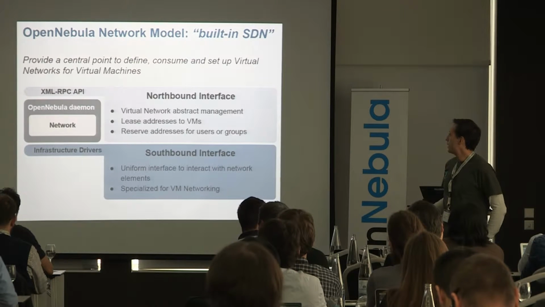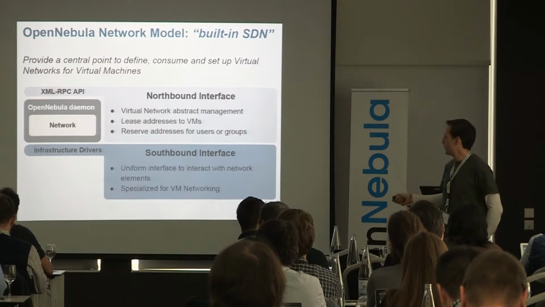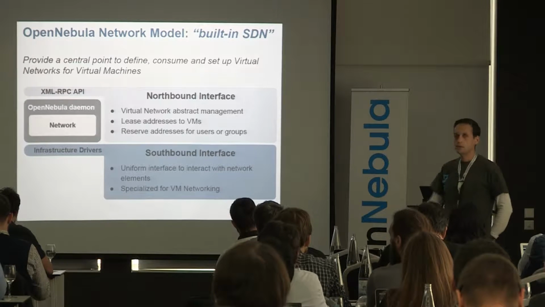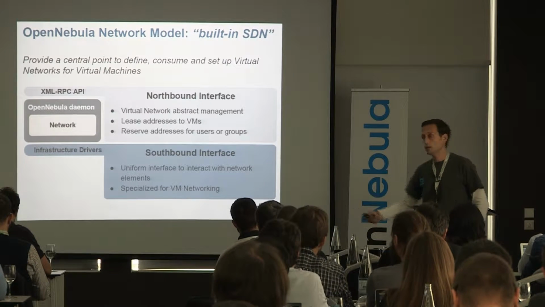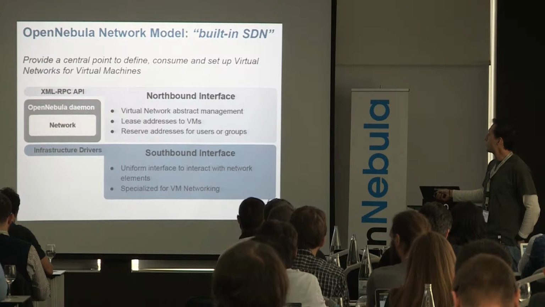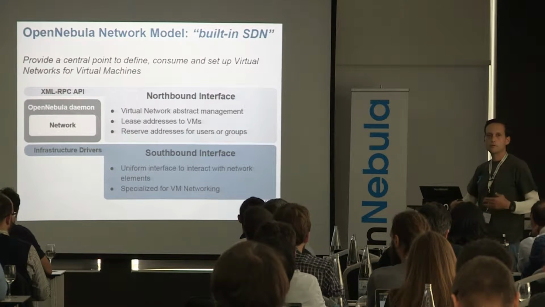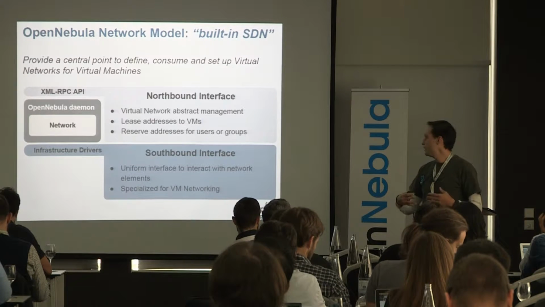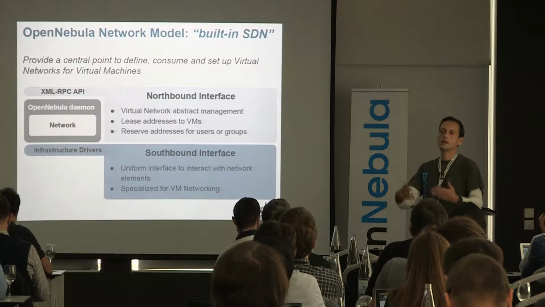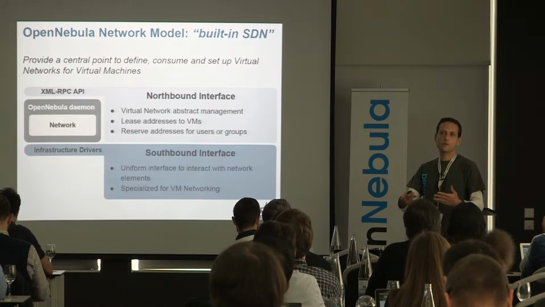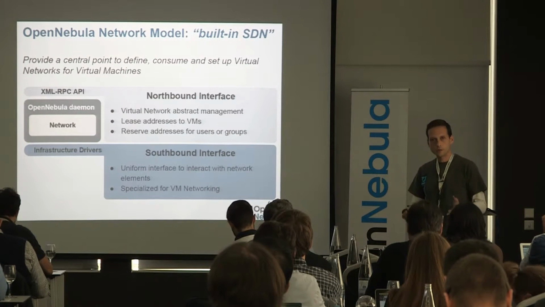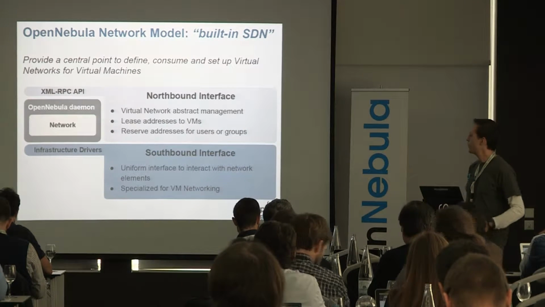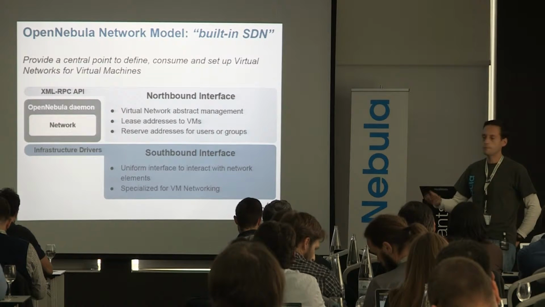As for any SDN, we have a northbound interface, which is the XML-RPC API, the virtual network section of the API. We provide an abstraction for the virtual network, an abstraction to lease addresses to VMs, and even a kind of self-service for virtual networks, with the capability of making address reservations on virtual networks defined by the admins.